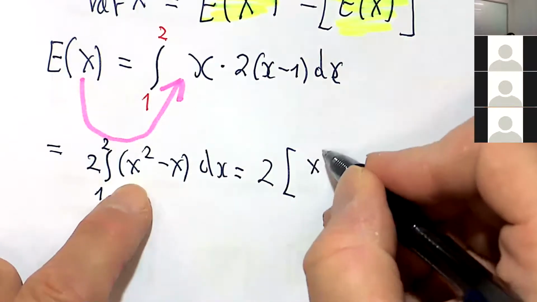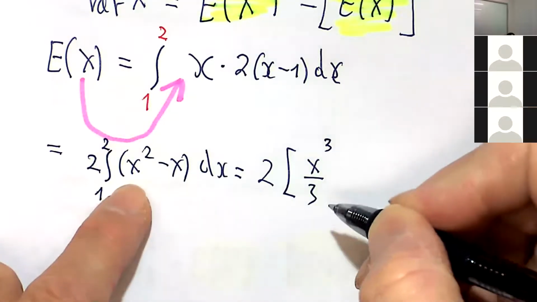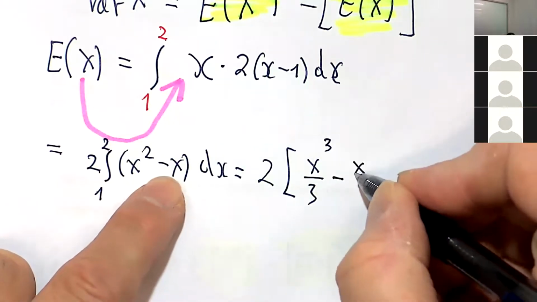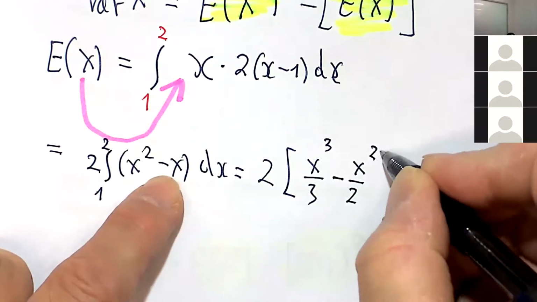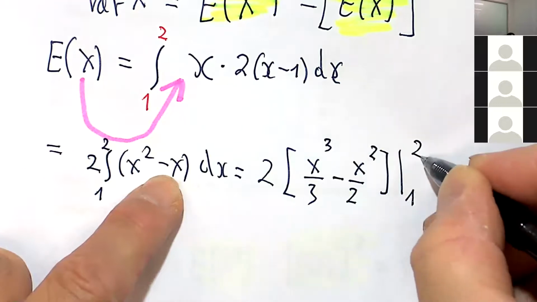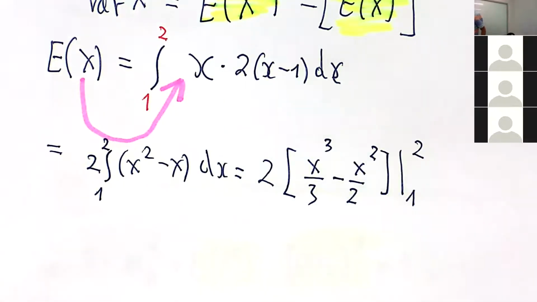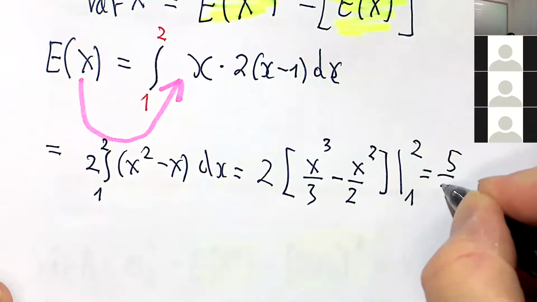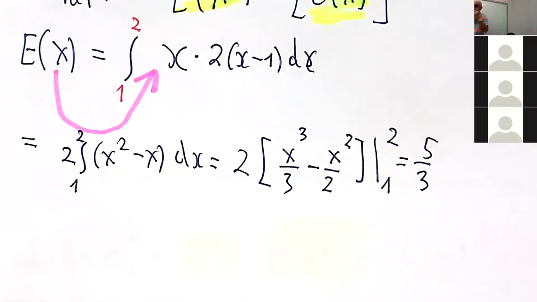X squared is x cubed over 3, minus, now the integral of x is x squared over 2. The integral goes from 1 to 2. So we plug in the first number, 2, instead of x, minus we plug in 1, and we'll get 5/3. I really don't have time, unfortunately, to spend on the evaluation of these simple integrals.